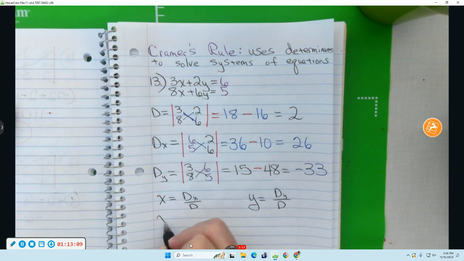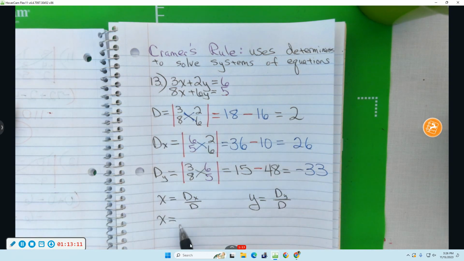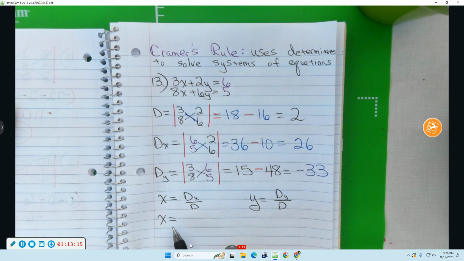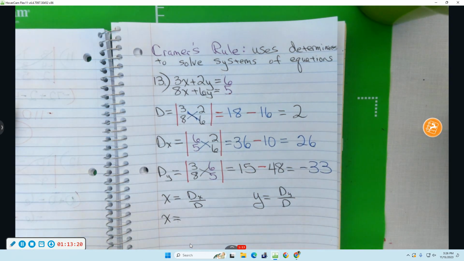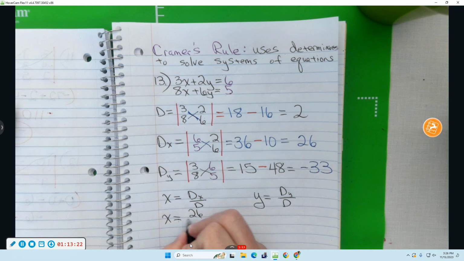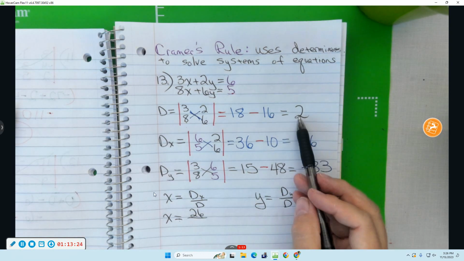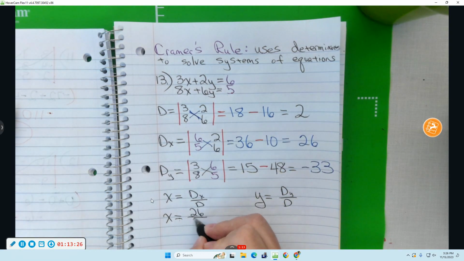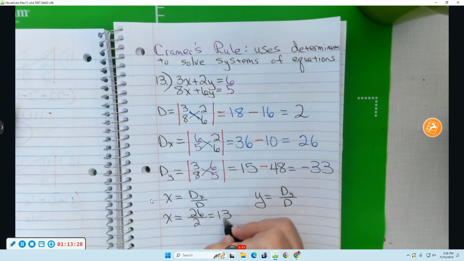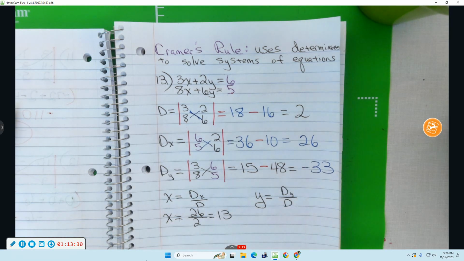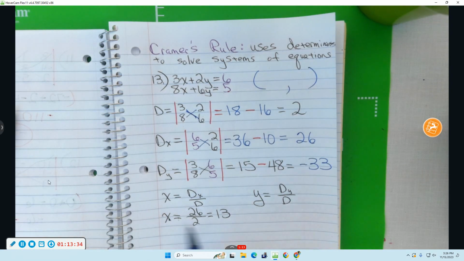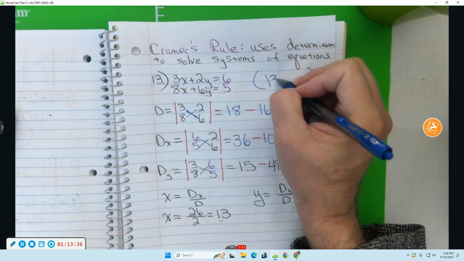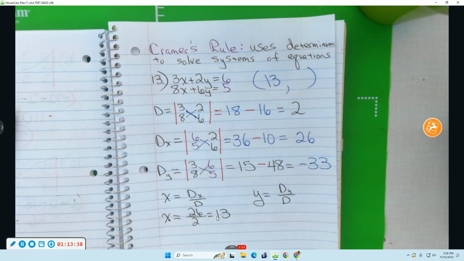So, using Cramer's rule, these lines are going to intersect where the x value is, what was d sub x? 26 divided by, what was d? 2. 26 divided by 2 is 13. So these lines up here, they're going to intersect where the x coordinate is 13. The x coordinate is 13.